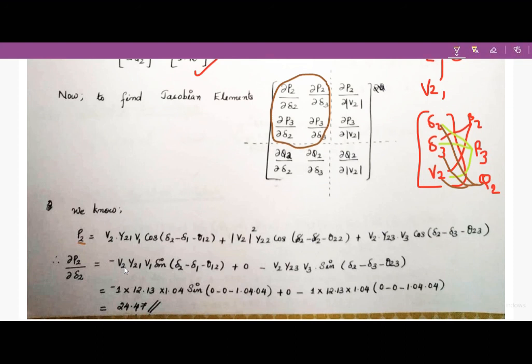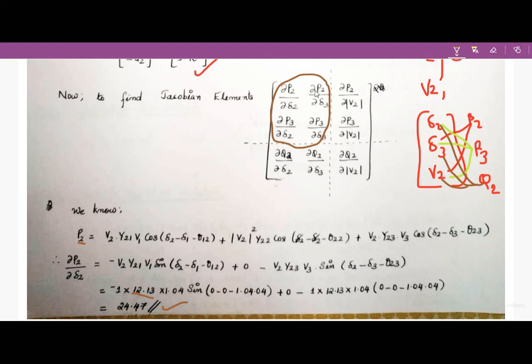What is V2? Our assumed value of V2 is 1. What is Y21? This we will get from our Y bus, that is 12.13 was the magnitude. Here you will write only the magnitude, right? The angle will be included here. Then into V1, what was the value of V1? 1.04. Sine, what was delta 2? 0. Delta 1 was 0. Theta 12 is the angle from the bus admittance matrix. So after substituting, you will get the value of dou P2 by dou delta 2, the first term.